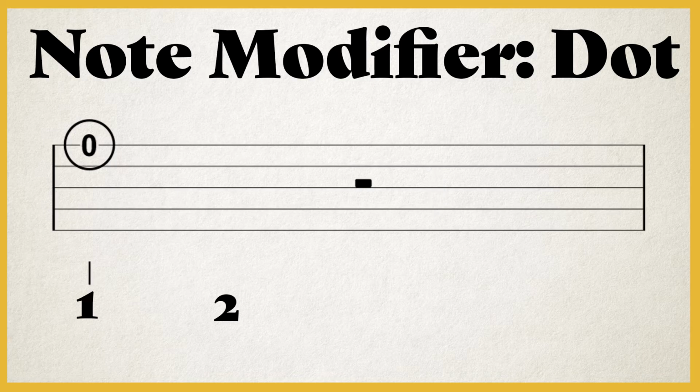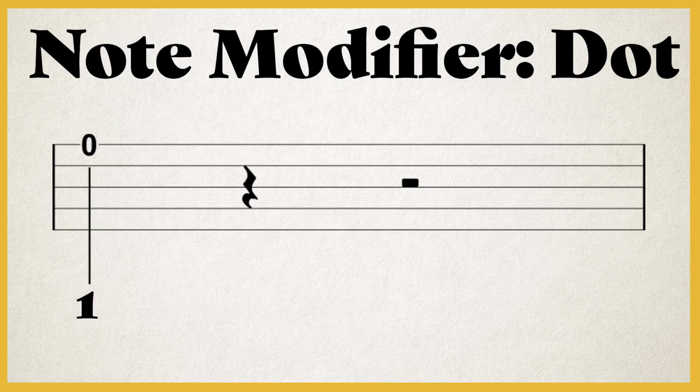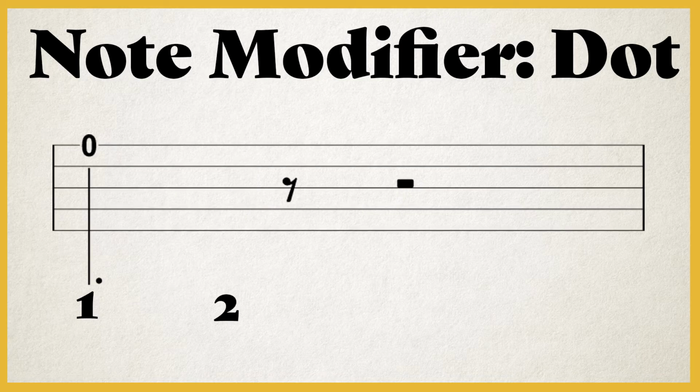A half note is 2 beats. Half of that is 1 beat. So you add 1 to 2, and you get 3 beats. So a dotted half note is 3 beats. A quarter note is 1 beat. Half of that is 1/2 or an eighth note. So if you add an eighth note to a quarter note, you'll get 1.5 beats. A dotted quarter note is 1.5 beats.